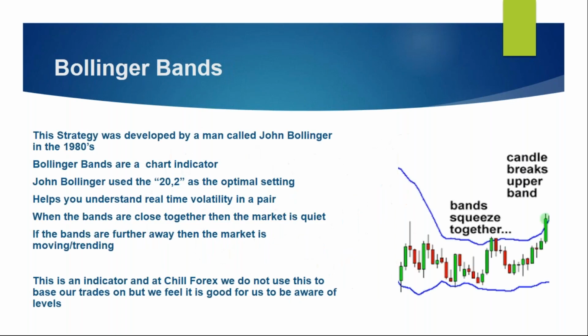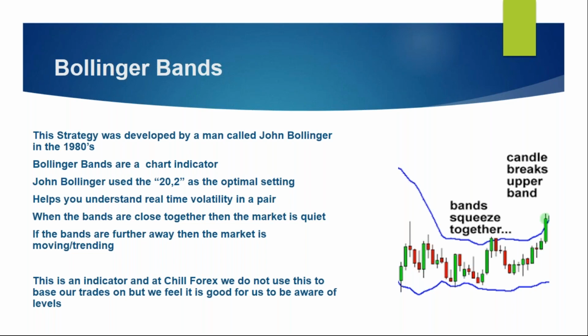So, Bollinger Bands, the history of it. The strategy was developed by a man called John Bollinger in the 1980s. Bollinger Bands are basically used as a chart indicator, so it does help you understand real-time market volatility. There is a standard setting when you set them up in your charts, which is 20, 2. That's the optimal setting. Just leave them as that.